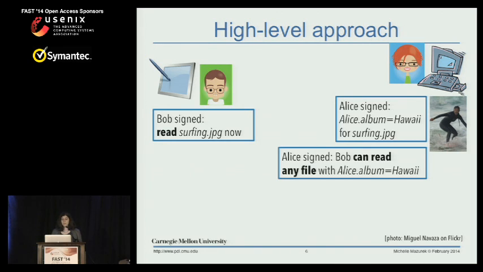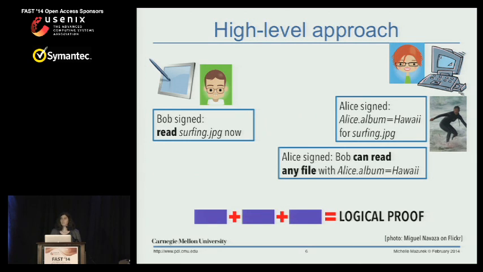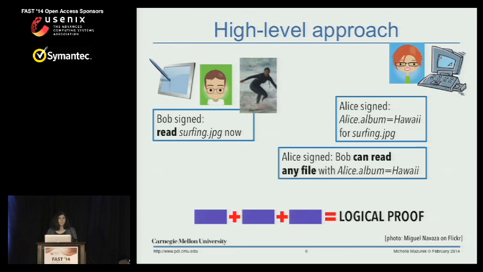And so basically what Bob's agent is going to be able to do is to combine these three pieces of information: the fact that Bob is trying to do this access, the fact that this photo belongs to the Hawaii album, and the fact that Bob is allowed to read things from the Hawaii album, and make a logical proof that this access should go forward. And once this proof has been verified, then the file will be allowed to be accessed by Bob.